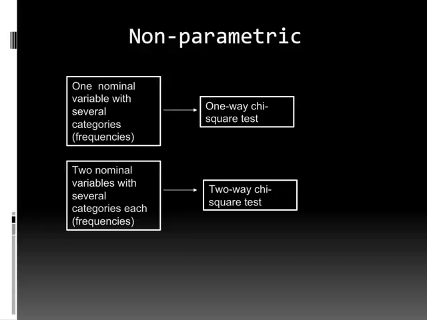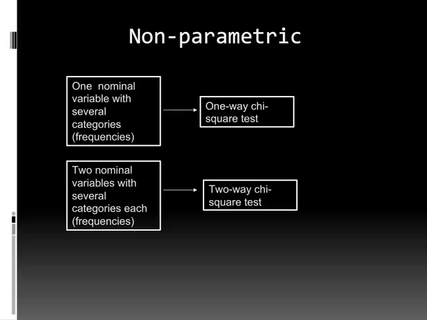If you have two nominal variables with several categories in each, then it is most appropriate to run a two-way chi-square test to analyze the data. We can take our earlier research example that was most appropriate for a one-way chi-square test and develop it into a research example that would be most appropriate for a two-way chi-square test. To do this, we need to add a second nominal variable.